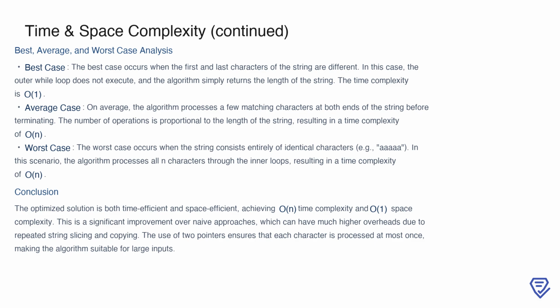In conclusion, the optimized solution is both time efficient and space efficient, achieving O(n) time complexity and O(1) space complexity. This improvement over naive methods is due to the use of two pointers, which ensures each character is processed only once, making the algorithm highly scalable for large inputs.